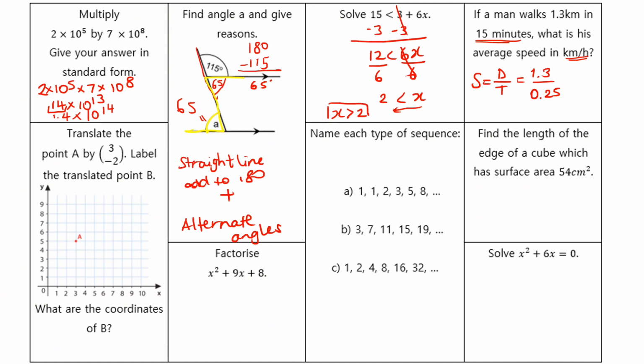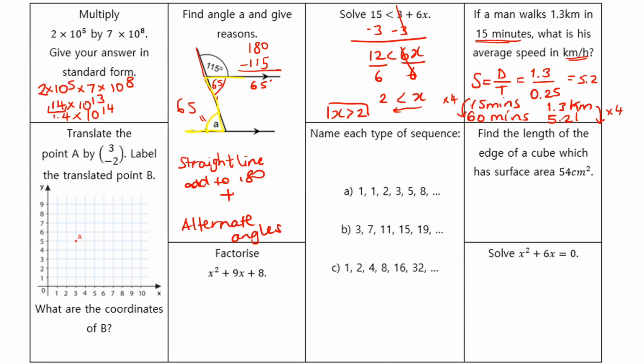So we could just use this and find out 5.2, or you could write down 15 minutes, 1.3 kilometers. We want an hour. So we can go from 15 to 60 by timesing it by 4. So if you times this by 4, it gives you 5.2 again. So that's how we can find out for 1 hour.